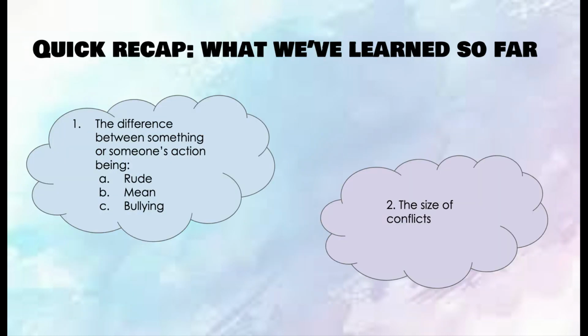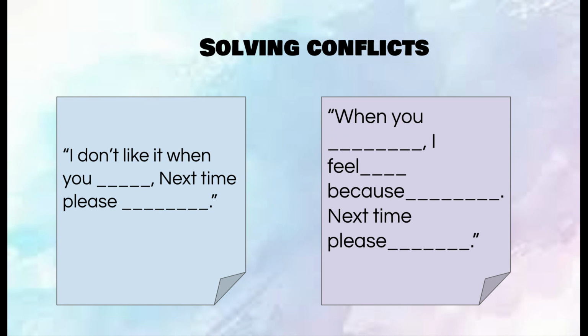Alrighty, I want to do a quick recap. Here's what we've learned so far. First, we've learned the difference between something or someone's actions being rude, mean, or bullying. Then we've learned the size of conflicts. Now that we know these two, let's work on how we can solve conflicts when they pop up. There are 2 ways I want us to practice expressing our conflicts that will defuse the situation or not make it worse and clearly state how we feel.